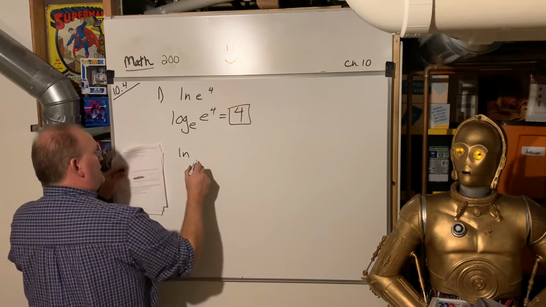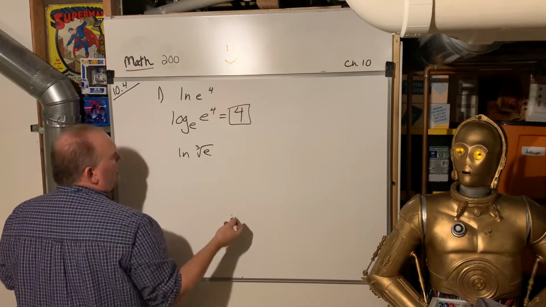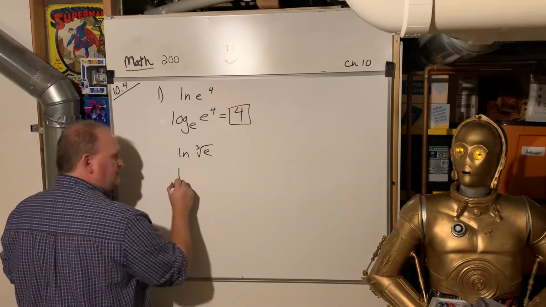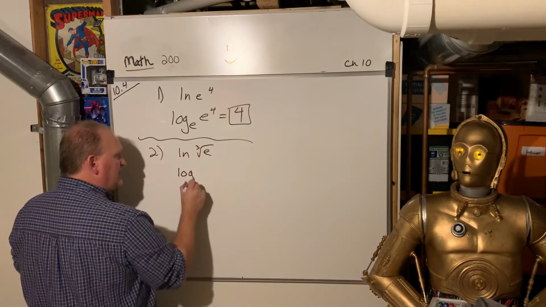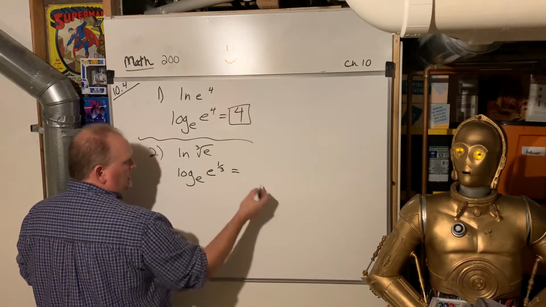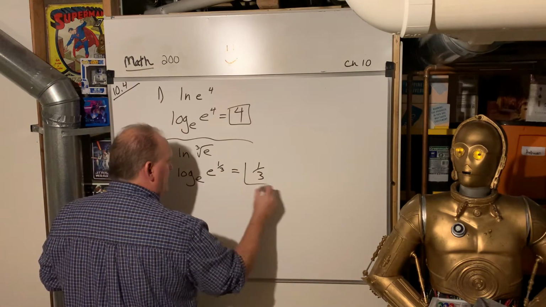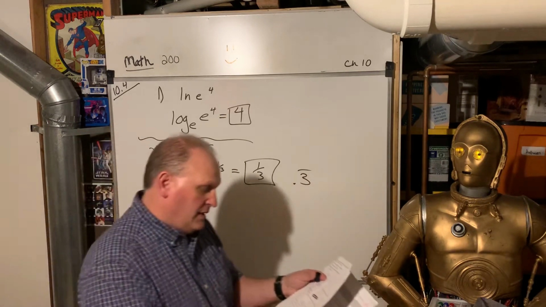Ln of the cube root of e. Well, again, think about what that is. That is log base e of e to the 1/3. So it's 1/3. Or if you do it in your calculator, it'll print out 0.3, repeating 0.3333 forever. All right.